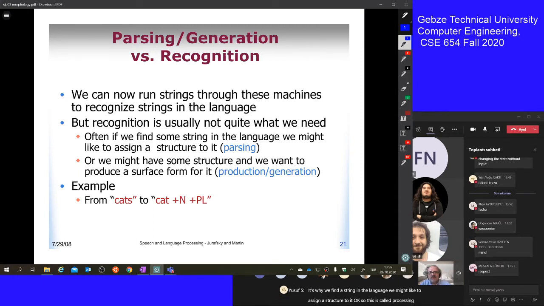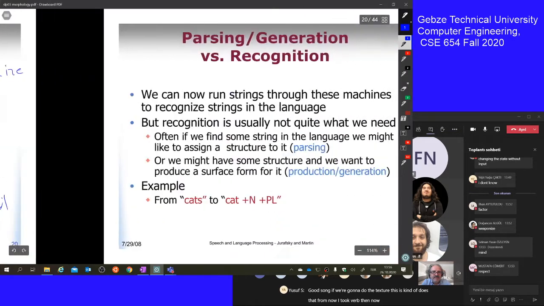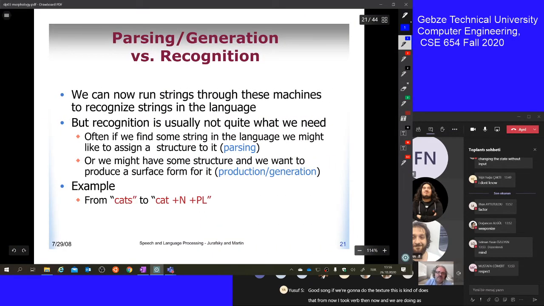So this is called parsing. We morphologically parsed this word into this one. Good. So we are going to do it. Actually, this kind of does that. From noun I to verb, then noun, and we are doing that. So for all the words, we are going to assign these kinds of strings to the surface forms. This is going to be the surface form.